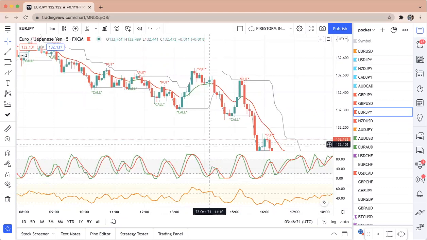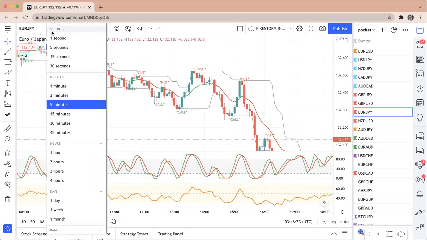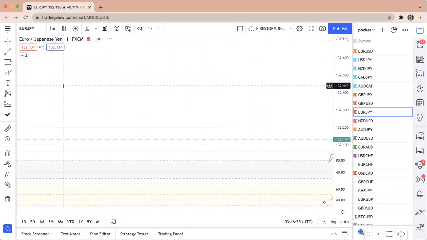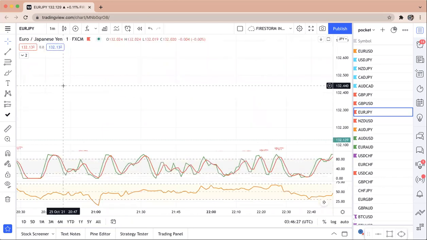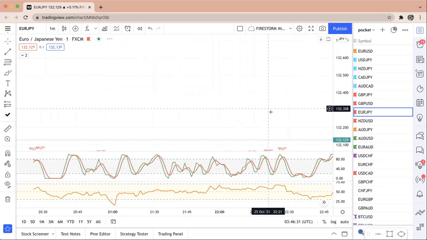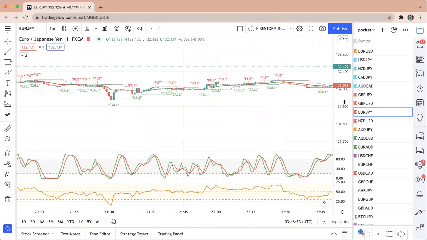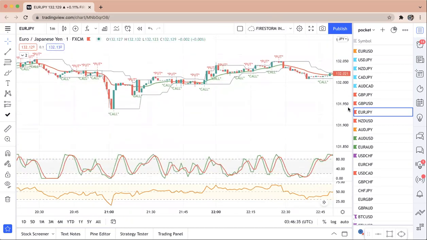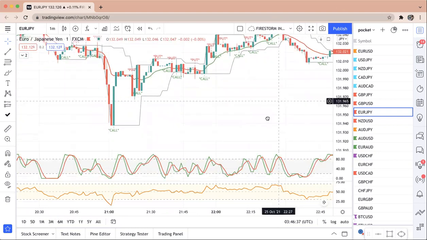So you can use the 5-minute chart, you can use the 1-minute chart. Just remember to do at least 1 to 3 candles. That works best for me, in my opinion. And let's look at another chart here.